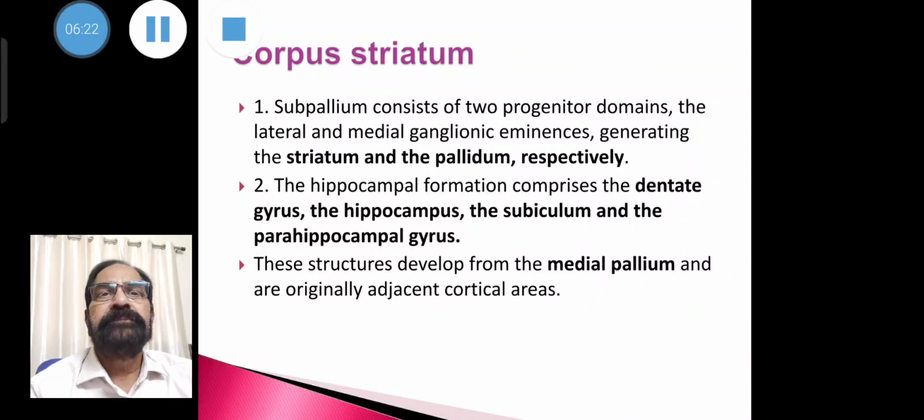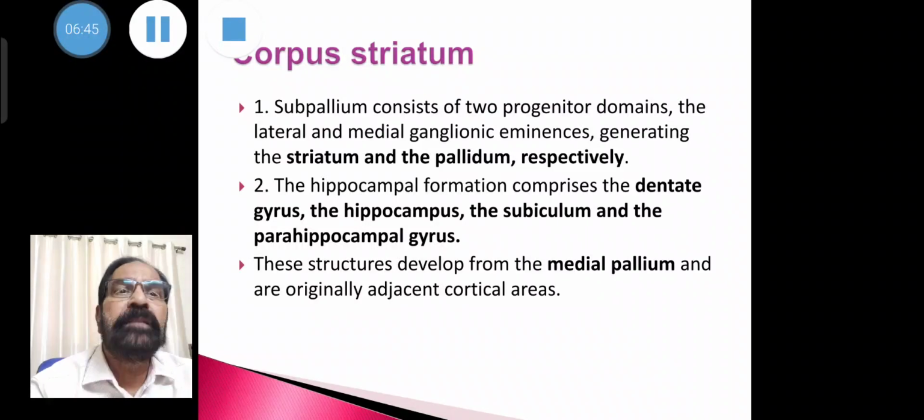Corpus striatum. Subpallium consists of two progenitor domains, the lateral and medial ganglionic eminences generating striatum and pallidum respectively. The hippocampal formation comprises the dentate gyrus, the hippocampus, the subiculum and parahippocampal gyrus. These structures develop from the medial pallium and are originally adjacent to cortical areas.